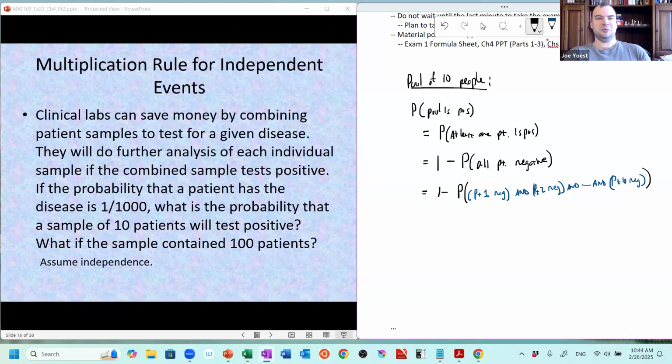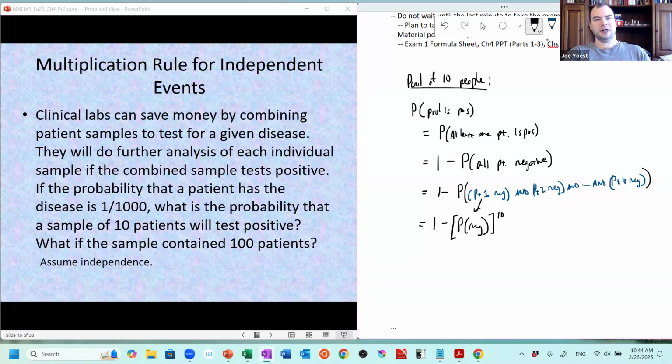If I got a bunch of samples all from the same hospital ward, that's probably not a very good assumption to make. If I got a bunch of samples from just generally around the community that came in, that's probably a much better assumption to make. But here, nevertheless, we're assuming independence for the sake of this calculation. This is 1 minus the probability that an individual patient is negative to the 10th power.